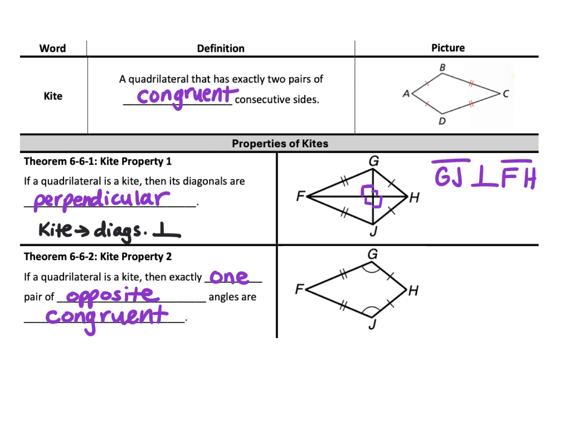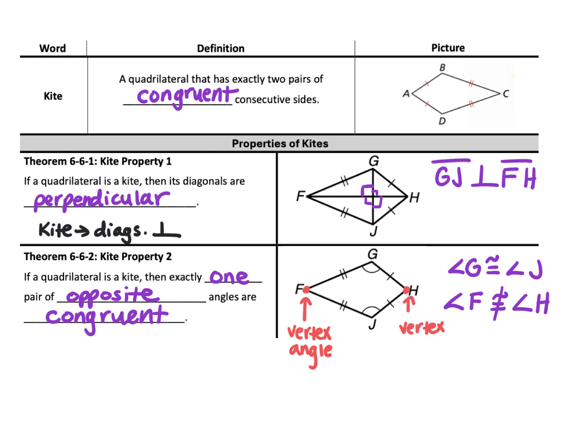So notice in this picture, angle G is congruent to angle J, but angle F is not congruent to angle H. Sometimes it's helpful to give these angles specific names. So the angles that are between the congruent sides, so for us that's angle F and angle H, those are called vertex angles. So F is between the 2 sides with the 2 tick marks, and H is between the 2 sides with the 1 tick mark. Those are vertex angles.